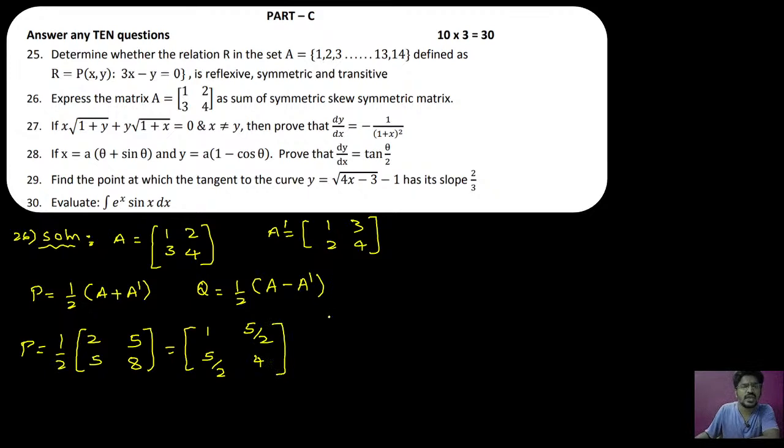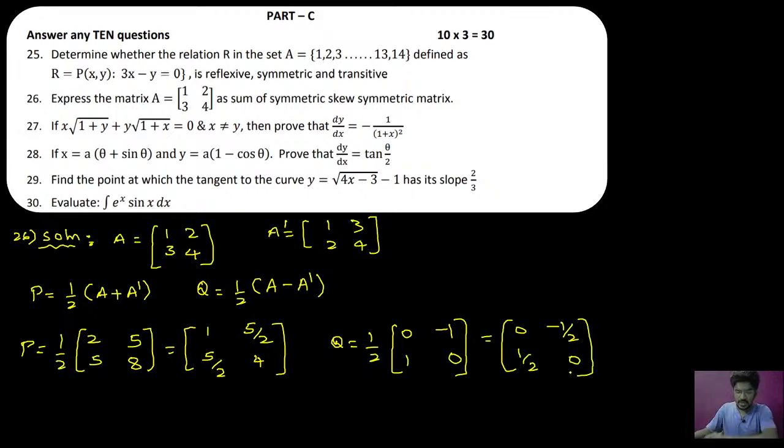In the same way you can write Q also. Q will be equal to what? 1 by 2 into A minus A transpose. 1 minus 1 is 0, 2 minus 3 is minus 1, 3 minus 2 is 1, 4 minus 4 is 0. So therefore Q will be equal to 0, minus 1 by 2, 1 by 2 and 0.